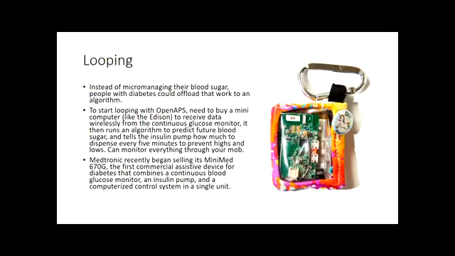That was an early version of what the loop system, so they called themselves loopers, looked like. And yeah, instead of micromanaging your blood sugar, people could offload that work onto an algorithm. So you needed to buy a mini computer, like an Edison, that's not an Edison here, to receive data wirelessly from the glucose monitor, and then it ran an algorithm to predict future blood sugar and told the insulin pump what to do. And you could monitor it on your phone if you chose to do so.